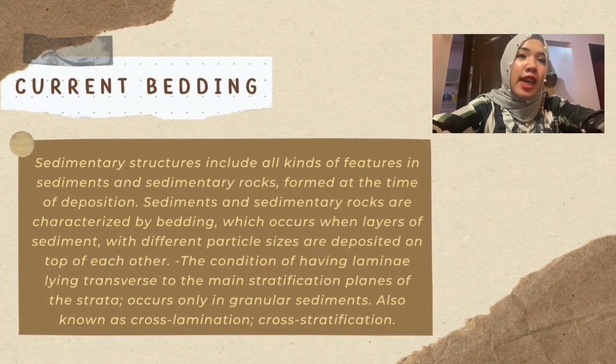Current bedding. Sedimentary structures include all kinds of features in sediment and sedimentary rocks formed at the time of deposition. Sediments and sedimentary rocks are characterized by bedding, which occurs when layers of sediment with different particle sizes are deposited on top of each other. The condition of having laminae lying transverse to the main stratification planes of the strata occurs only in granular sediments, also known as cross-lamination or cross-stratification.